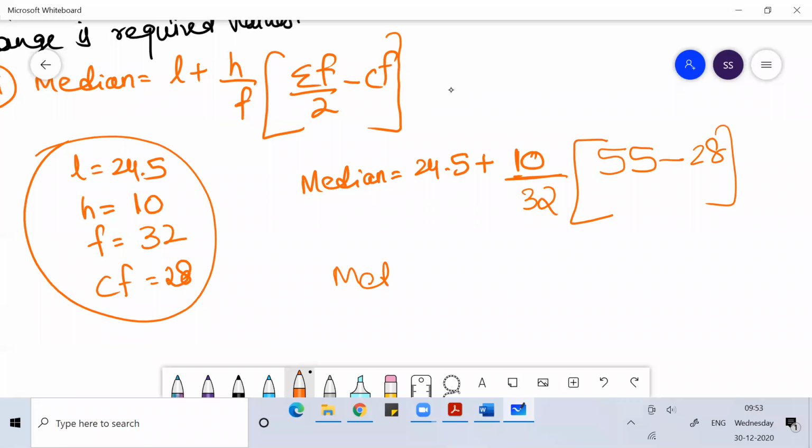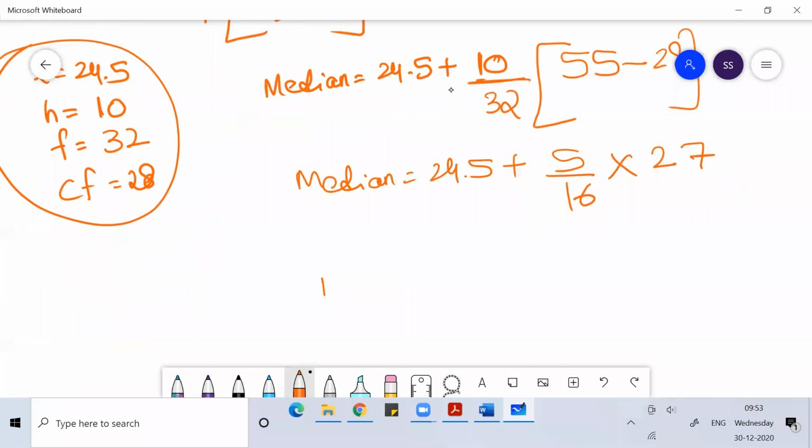So the median is 24.5 plus 10 by 32, which means 5 by 16, into 55 minus 28, that is 5 into 27. So the median is 24.5 plus, 27 fives: 7 fives are 35, 3 carry, 135 by 16.